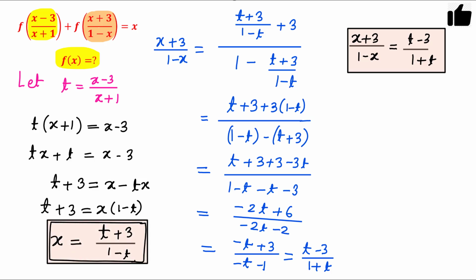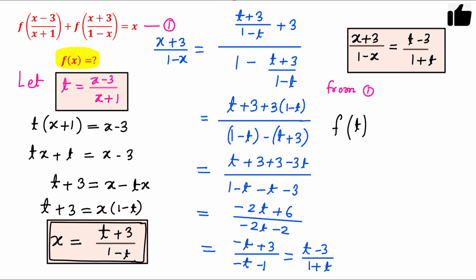With this I can substitute in equation 1. So let's call this equation 1. Now I can substitute these two terms in equation 1. So from equation 1 you will have the first term, which is simply f of (x minus 3) divided by (x plus 1), that is t. You see we have made this assumption. This is simply t.